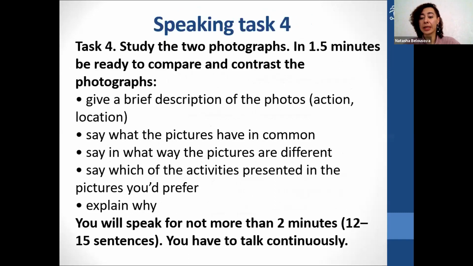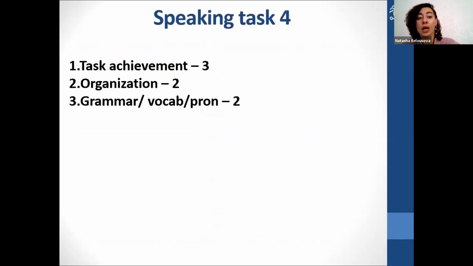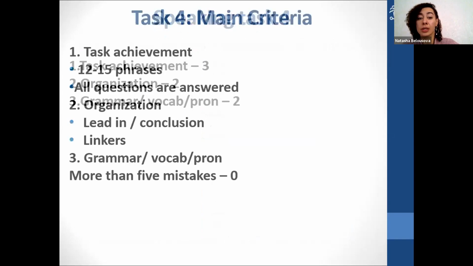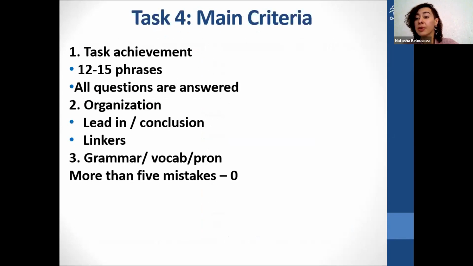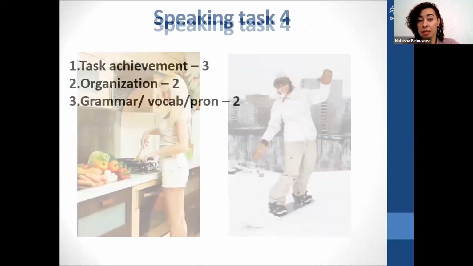Task 4 very quickly, because the requirements are very similar to task 3. Also 14 points. I'll go to the requirements for a second. Also 3 for the task achievement, 2 for the organization and the language, 12 to 15 phrases, same principles of counting. All the points have to be covered. Conclusion and introduction, linkers, organization. So the main requirements are the same. It's just that the task itself is different.